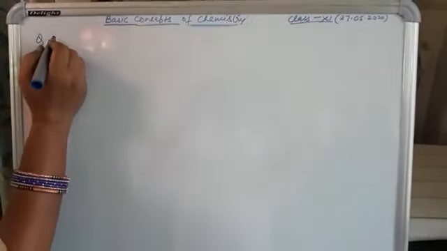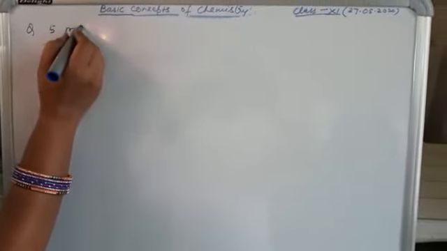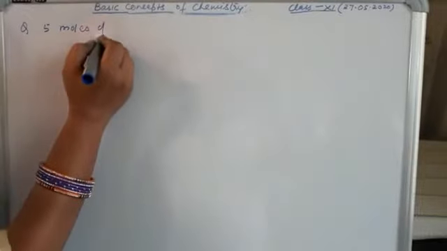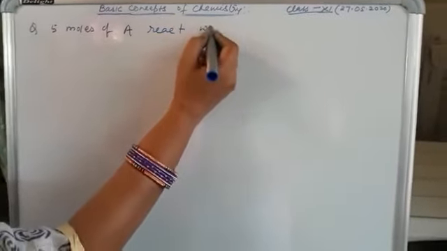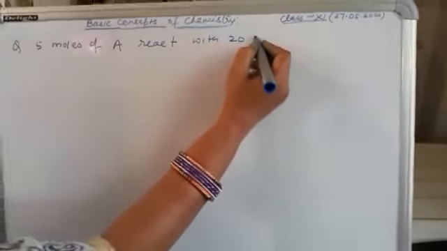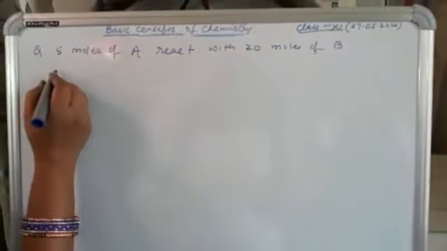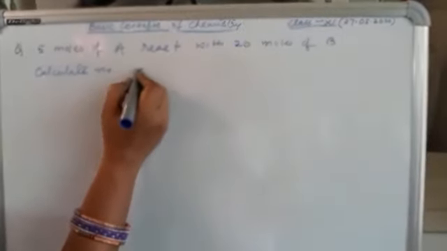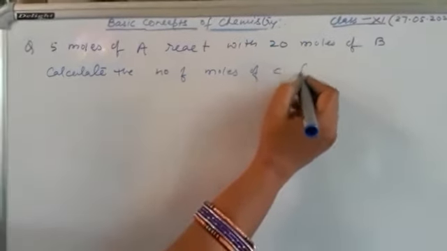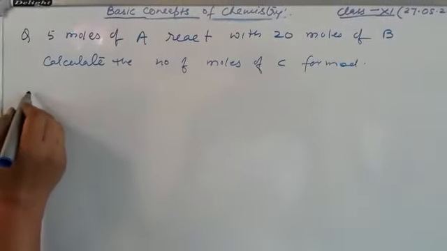Questions for assignment related to limiting reagent. Solve this question: 5 moles of A react with 20 moles of B. Calculate the number of moles of C formed. Now our next topic is significant figure.